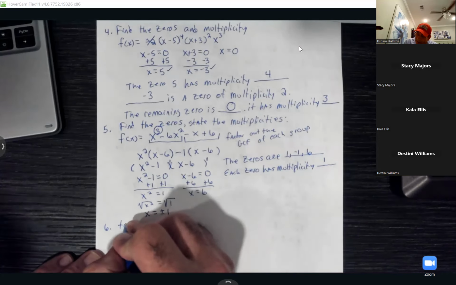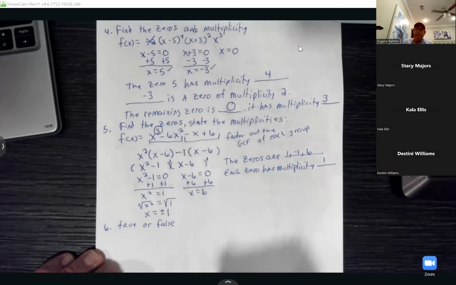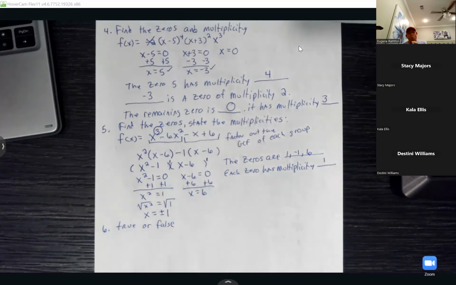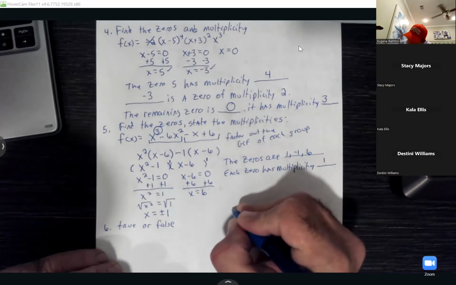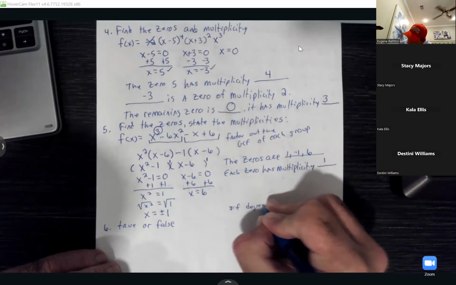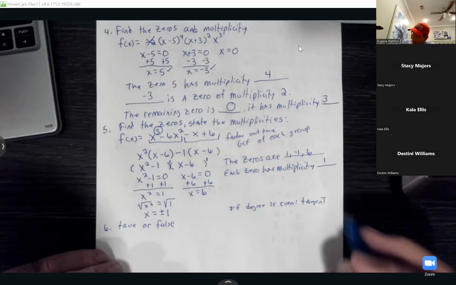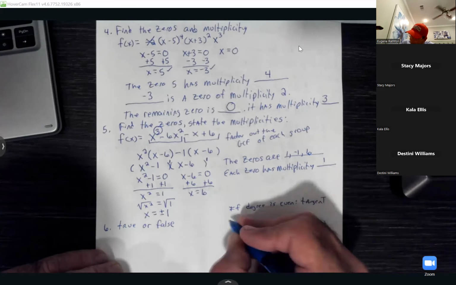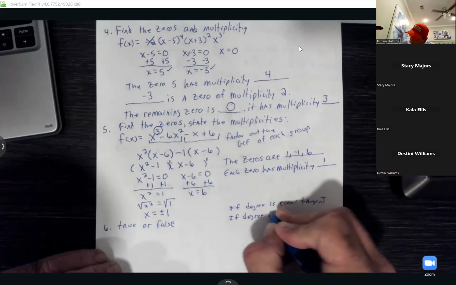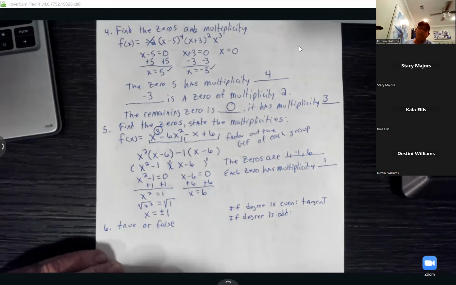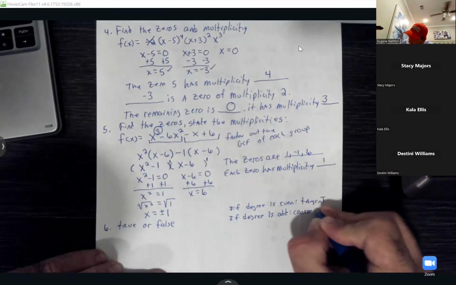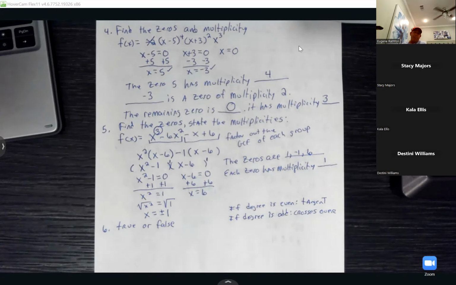Oh, then I got a little true or false here. Now, this is dealing with whether the graph crosses the x-axis at a 0 or whether it's tangent. So let me bring back some memories. If the degree is even, then it was tangent to the x-axis. That means it came down, sort of touched it, and curved back up. If the degree is odd, then that means it crosses over at that 0. Okay, so for this problem, you got to figure out which factor they got the 0 from, and then look at that degree to see if it's even or odd, okay?